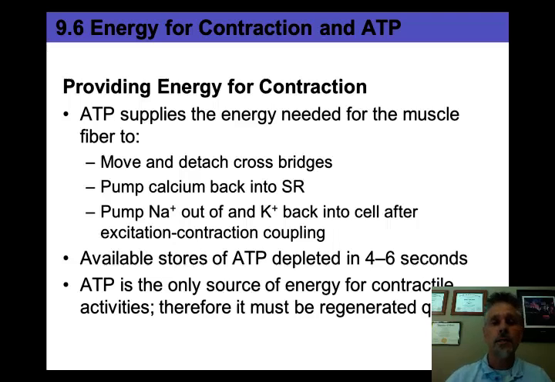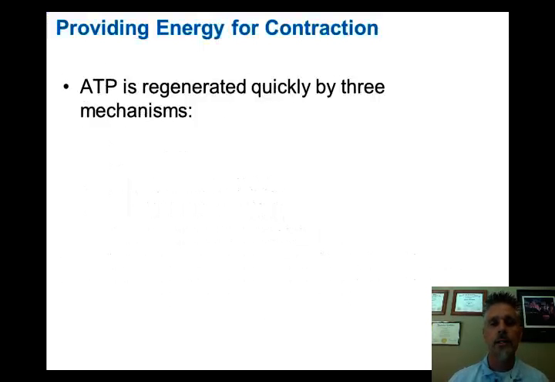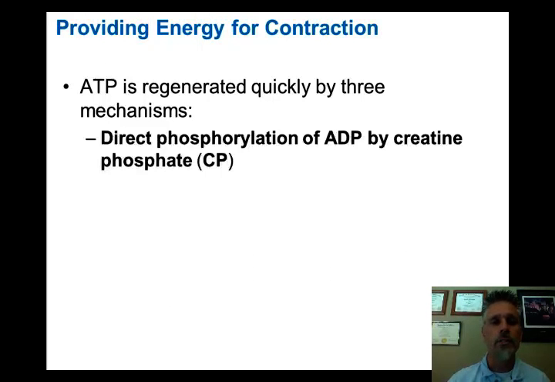But then the question is, where do we get this ATP? In fact, it's going to be two of the ways that you already know from your general biology class: aerobic and anaerobic production of ATP. But then there's also going to be a third way as well. So let's take a look and see what these three mechanisms are.